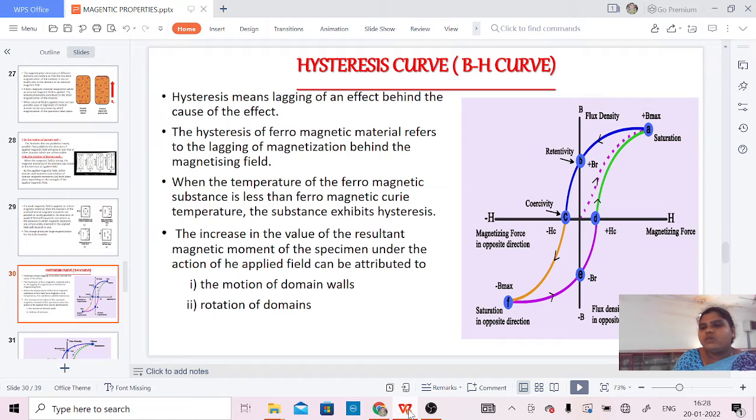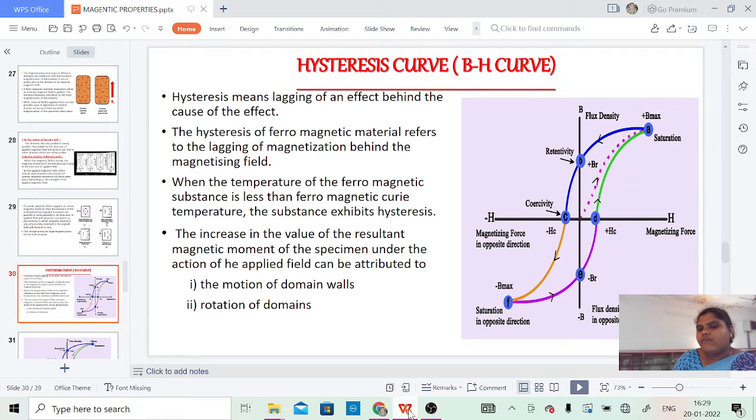Just observe the diagram. What is happening here? From A to B, B to C, C to D, and so on. Saturation occurs in the opposite direction. At point A, the flux density B is maximum, with the magnetizing force H. At point A the saturation starts and B is maximum. At point B there is a term called retentivity, and next at point C there is coercivity according to the magnetizing force.